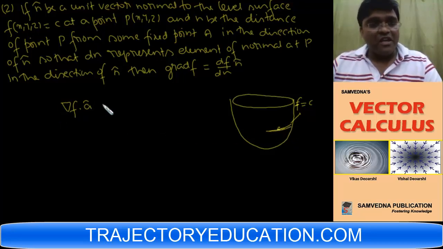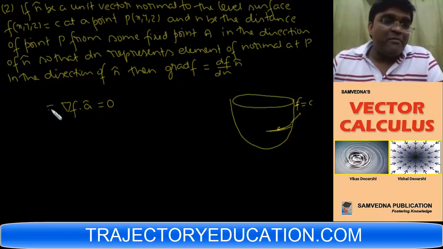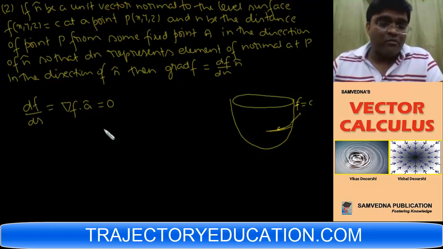So if I am moving on the level surface, the directional derivative will obviously become 0, where a is a unit vector tangent to the level surface. Because if a is a unit tangent vector, it means I am moving on the level surface. On the level surface you don't have f varying, so your df by ds is 0. In fact, f is not changing at all when you are moving on the level surface. So at any point of time, if I ask you what the unit vector in the direction of motion is, I will say that it is a tangent vector.